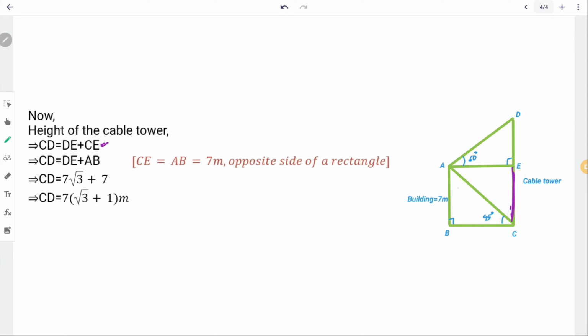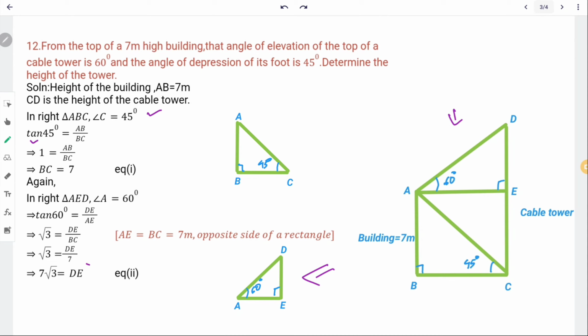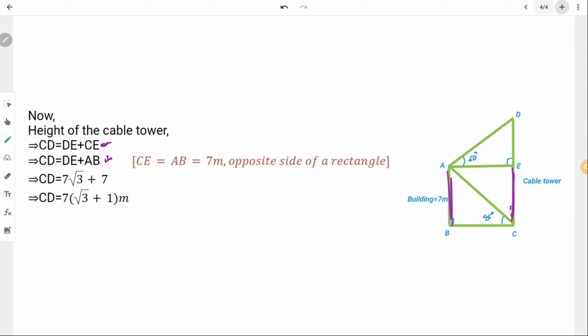Now, DE just leave it, but CE should be equal to AB. Why? Once again, rectangle. So I've interchanged and written AB here. Then DE we already got from here: DE is 7 times root 3. Replacing it here, and AB is 7. Now you can see that 7 and 7 are common, so I'm going to take it out. Inside, I'll be left with root 3 plus 1, which is the height of the cable tower, CD.